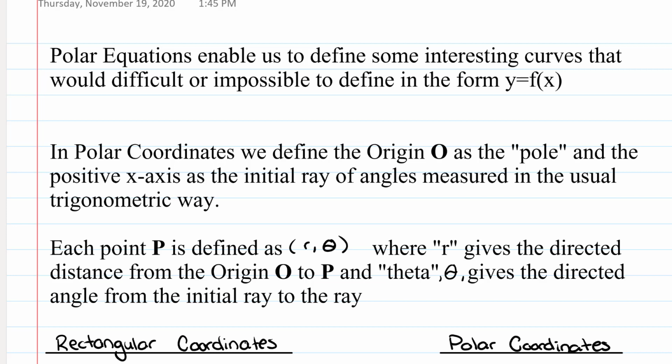In polar coordinates, we define the origin O as the pole and the positive x-axis as the initial ray of angles measured in the usual trigonometric way. So in polar coordinates, we define the x-axis as usually our starting point, and then we use the pole, which would be the line, as our radius, which I'll talk about in a little bit. Each point P is defined as (r, theta). So instead of x and y, we use r and theta, where r is the distance from the origin, and theta is the angle that you're revolving. Where r is the directed distance from the origin O to P, and theta gives the directed angle from the initial ray to the ray.